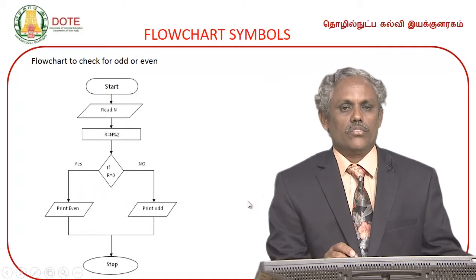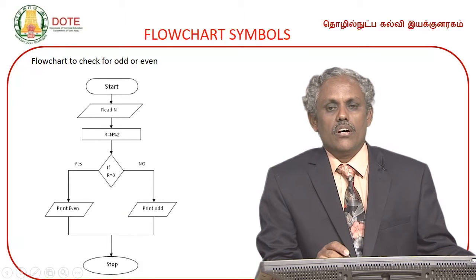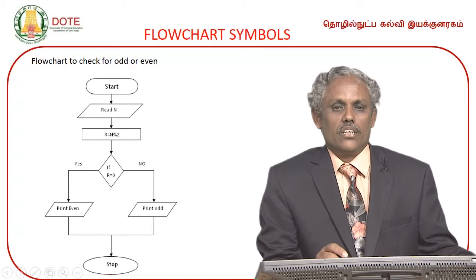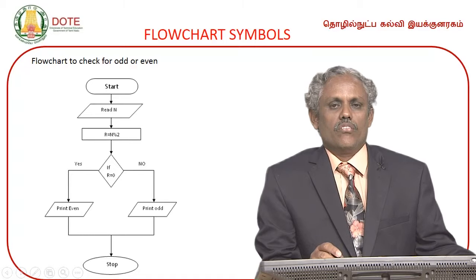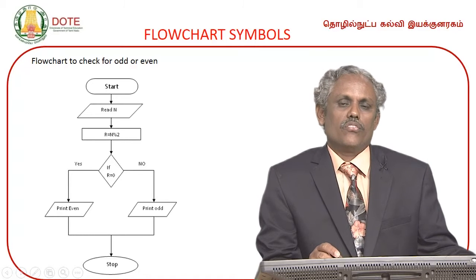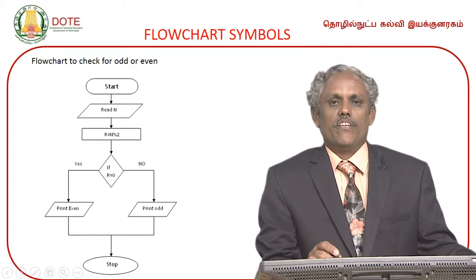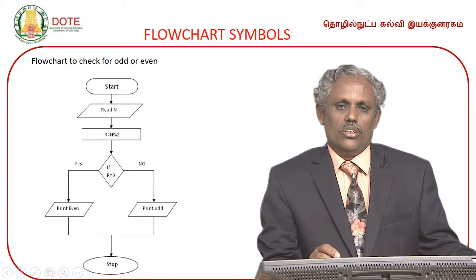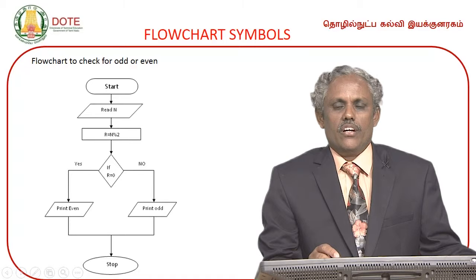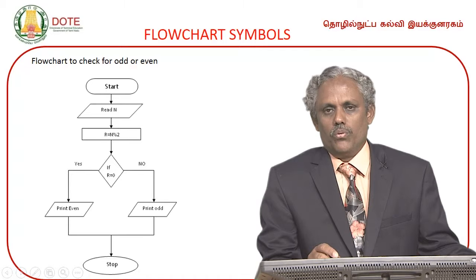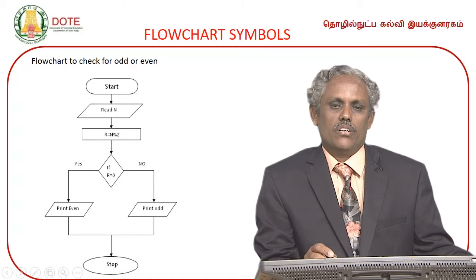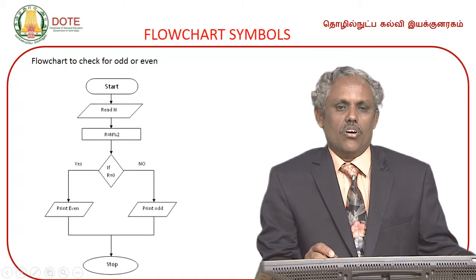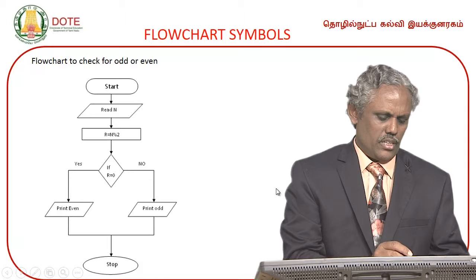Here there is a flow chart to find whether a number is odd or even. To check whether the given number is odd or even, we have to find the remainder of the number when it is divided by 2. So, first we read the data and we get the remainder of the number by 2. If the remainder is 0, it is an even number, otherwise it is an odd number. So, that is represented here.